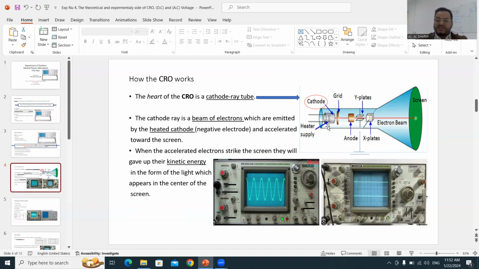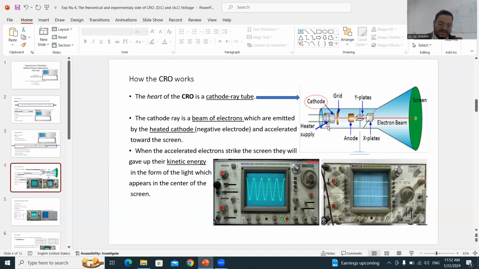Near the cathode, we have the heater. The heater's job is to increase the temperature of these electrons. By that, the electrons have kinetic energy. This kinetic energy will increase when the heater temperature increases. By that, the collisions between these electrons will be more, and the distance between these electrons will be greater.